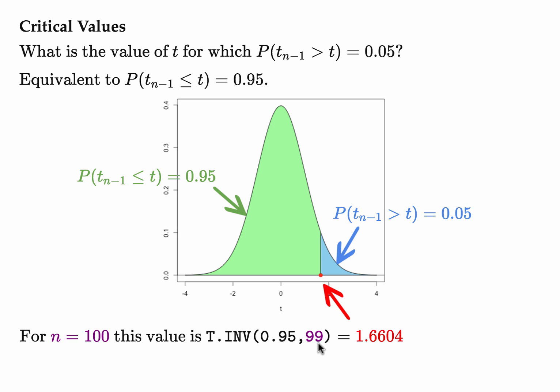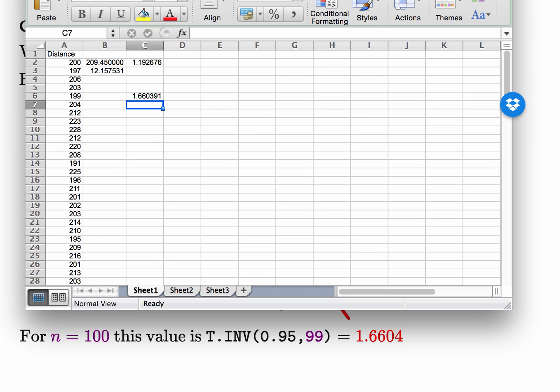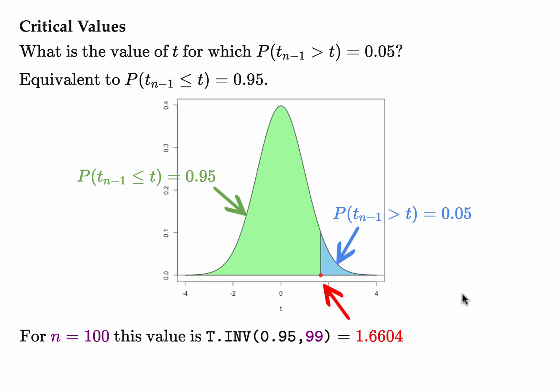Okay, so here's the calculation that's done in Excel. If n is equal to 100, in other words 99 degrees of freedom, then you can calculate the t critical value, as it's called, by T.INV. This is the inverse of the t distribution. 0.95 is this probability here, and with 99 degrees of freedom, it returns the value of that dividing point. That critical value is 1.6604. We can prove that it actually works: T.INV with 0.95 and 99 degrees of freedom gives us that value. So that's how you can get those critical values directly from Excel.